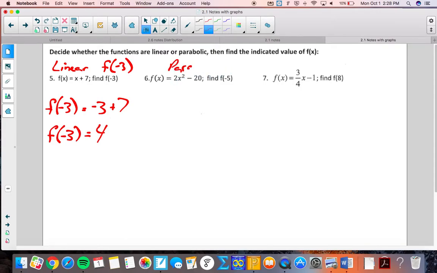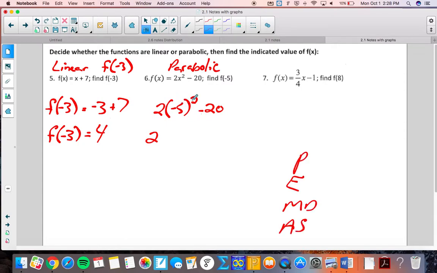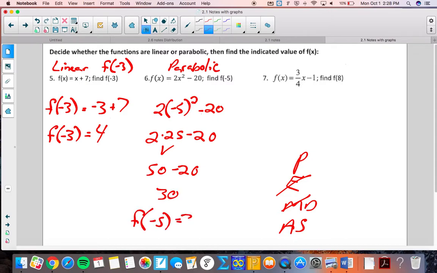This is parabolic because there's an x squared term in there. So 2 times negative 5 squared minus 20. So follow your order of operations. We have to do exponents first. So negative 5 squared is 25. Then we have to multiply next. We have 2 times 25, which is 50. And then we're subtracting 20, which is 30. So f of negative 5 equals 30. When x is negative 5, y is 30.